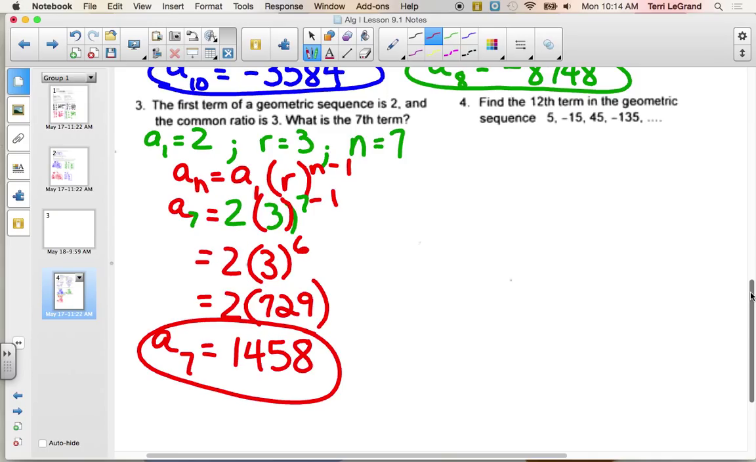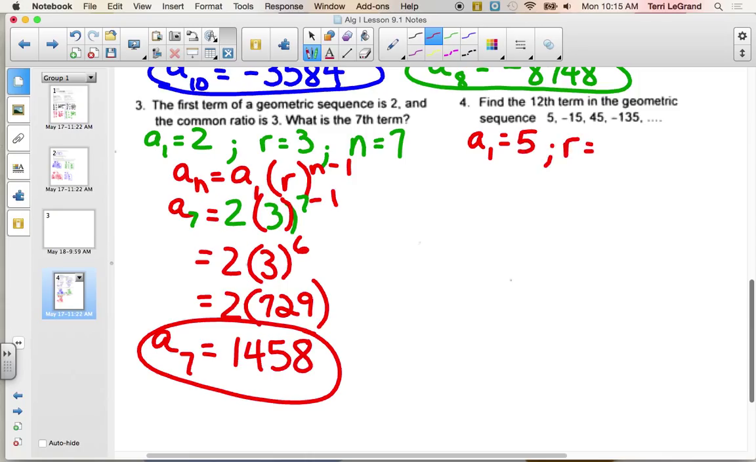Okay, and our last one. Find the 12th term in the geometric sequence 5, negative 15, 45, negative 135. Okay, they don't say anything but what they show us the sequence as it starts, tell us they want the 12th term. So, we need the a sub 1 term, right? So what's our a sub 1 term? 5.